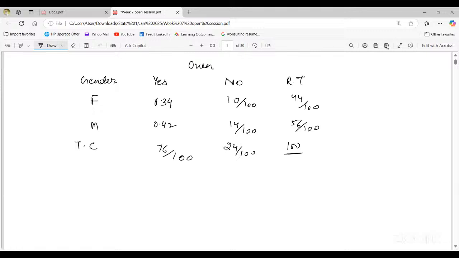Now, what can you say about this value? It's 34% of the total owners are females who have smartphones, right? Yeah, you can say that this is the probability of a person being a female who owns a smartphone. This is my probability.